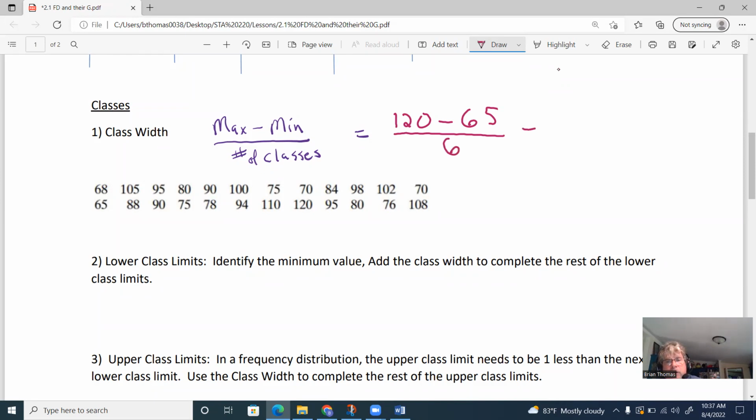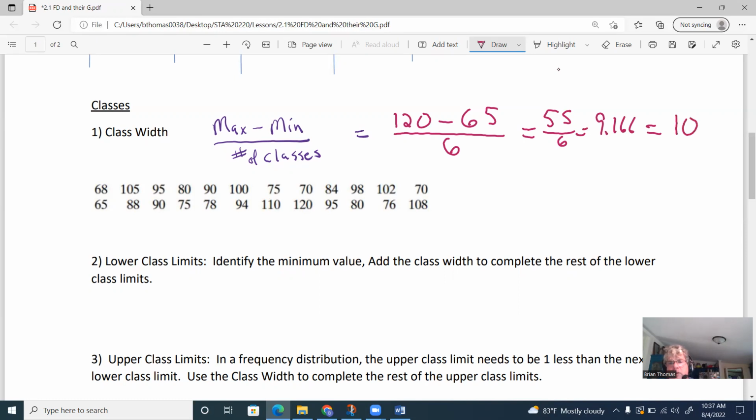To determine the class width, we can do the math using a calculator if you like. So I have 120, take away 65. That gives me this 55 on the top. And I still have to divide that by 6. If I divide that by 6, I'm getting 9.1666, a bunch of that. Now, when it's a decimal, what they ask us to do is round up to the next integer. So if it's 9.1, they want us to round up to 10.